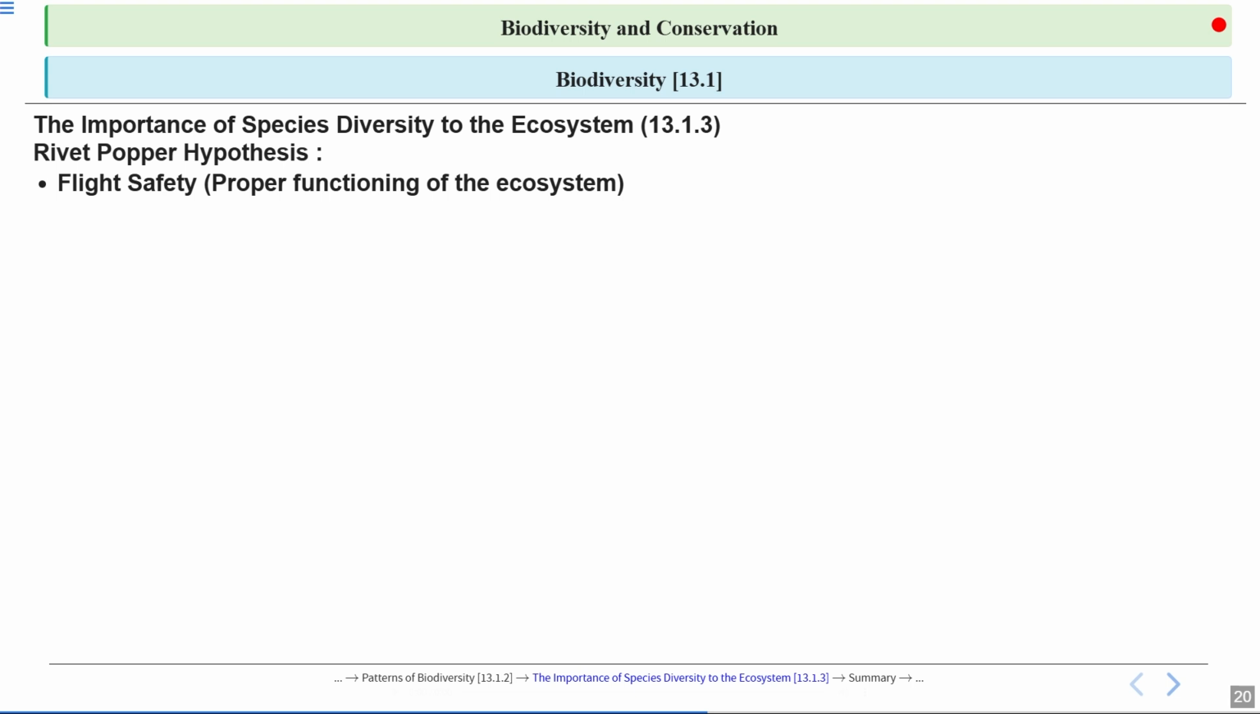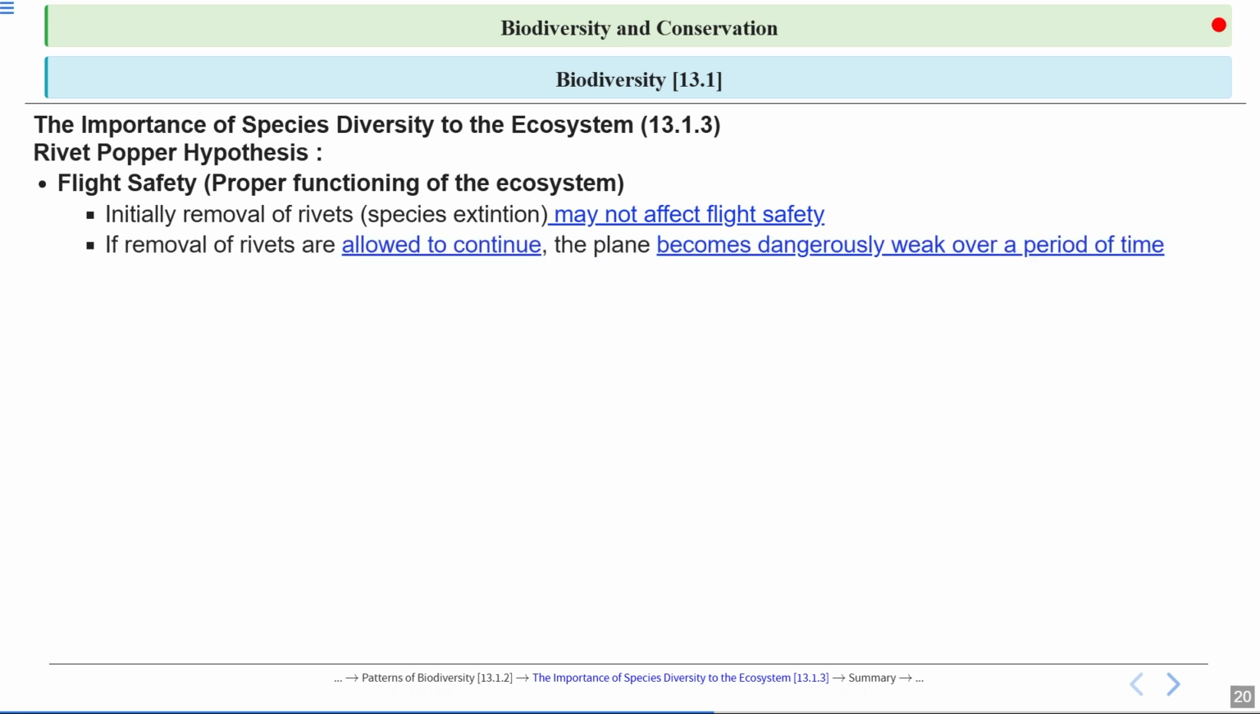Okay, now let's talk about flight safety, or we can say the proper functioning of the ecosystem. At first, if a few rivets are removed from the plane, it might not seem to affect flight safety. Similarly, losing a few species may not immediately harm the ecosystem. So initially there will be no harm. But if we keep removing more and more rivets, the plane becomes dangerously weak over time. In the same way, if species extinction continues, the ecosystem gradually loses its strength and stability.